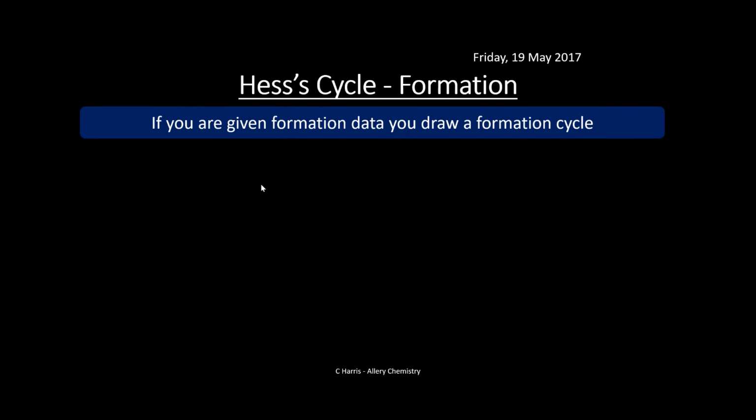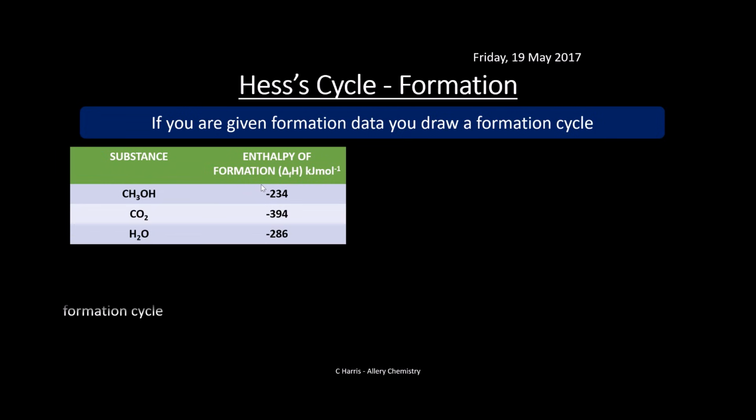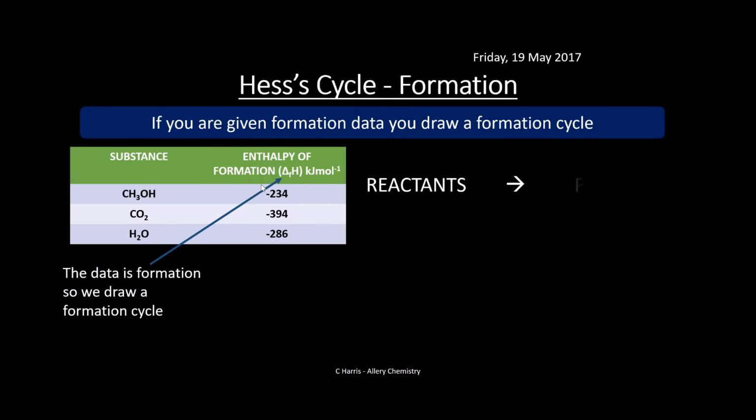The first one is formation. If the data they've given you is formation, we draw a formation cycle. You can see here that the data is formation. You're just looking out for the ΔfH data. So look at the table they've given you. If it's formation, you're going to draw one of these cycles.